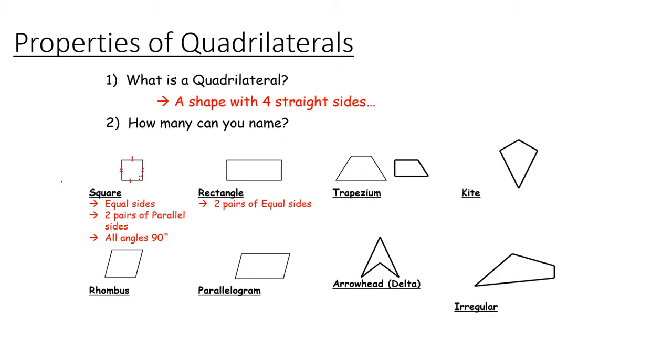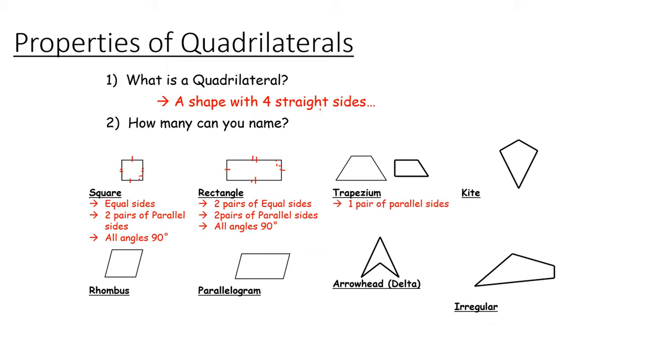Our rectangle has two pairs of equal sides, and it also has two pairs of parallel sides, similar to our square. And again, all of its angles are 90 degrees. So the only difference between a rectangle and a square is that in a square, all of its sides are equal, and with a rectangle, only its parallel sides are equal. So again, if I was to draw my lines, that's what it would look like. And then remember, all angles in a rectangle are also 90 degrees.